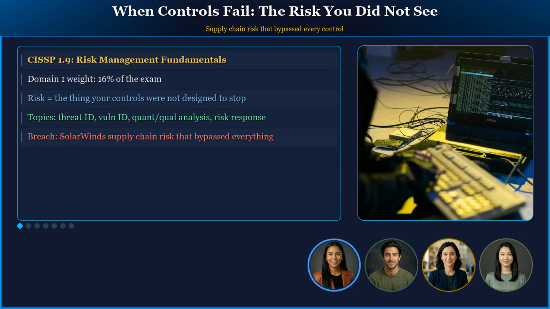NIST SP 800-30 is the primary reference the CISSP exam draws from for risk terminology. The formulas, the vocabulary, the risk response framework, all of it traces back to that document. We will be citing it throughout. In this video, we cover threat and vulnerability identification, the full annualized loss expectancy formula chain, qualitative matrices and heat maps, and the 4 valid risk response strategies, including the wrong answer the exam loves to plant. We close with SolarWinds. Let me introduce the team real quick.